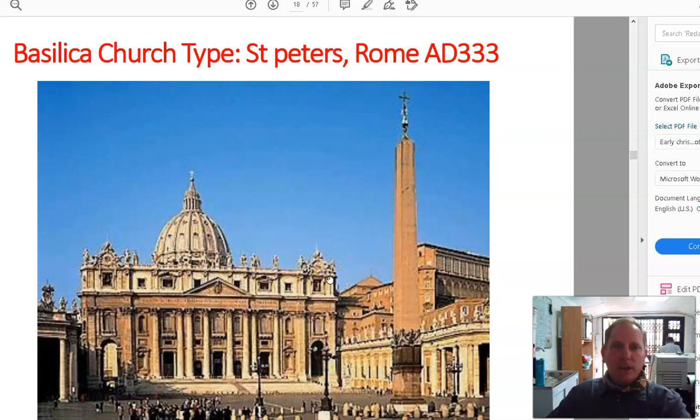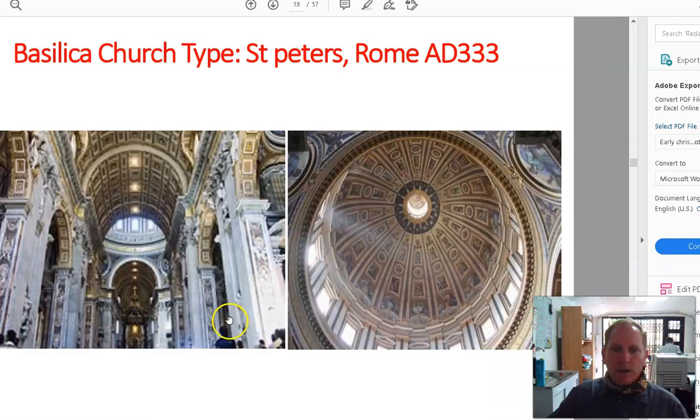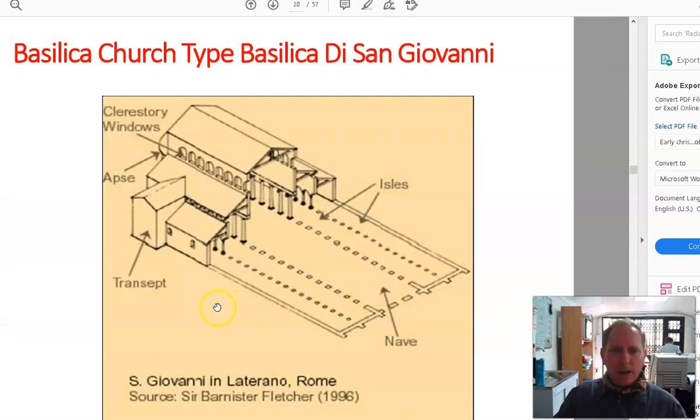Okay, so, Basilica Church, St. Peter's in Rome. The St. Peter's in Rome did not look like that in AD 333, but it developed, and it was the same site. And so this is St. Peter's in Rome, much later. We will look at the churches in more detail later in the year.